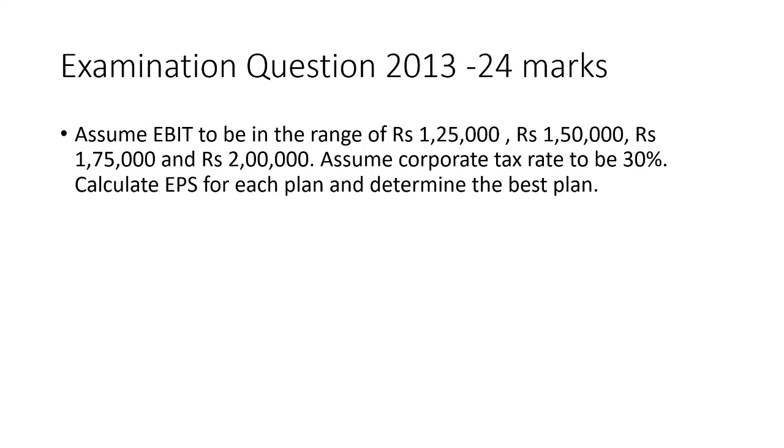The question continues. Assume EBIT to be in the range of Rs 1,25,000, Rs 1,50,000, Rs 1,75,000 and Rs 2 lakh. Assume corporate tax rate to be 30%. Calculate EPS for each plan and determine the best plan. We will have to calculate the earnings per share for each plan and find out the best plan. Now, let us analyze the question.